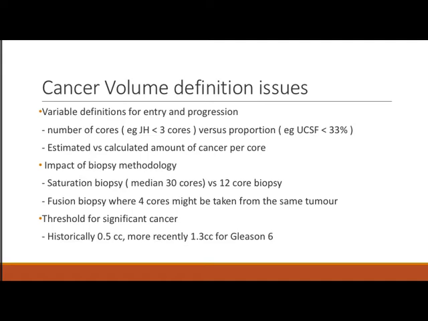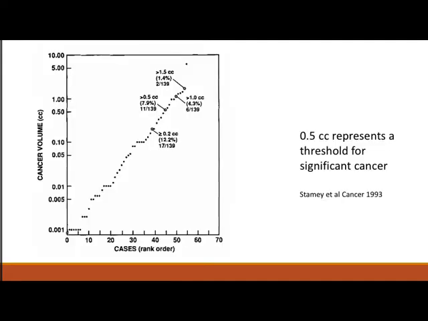So the threshold for significant cancer historically, as you know, was 0.5 cc's, and now there's been a shift to 1.3 with some new data. The 0.5 came from Stamey 23 years ago, 1993. They looked at lifetime risk estimates for men with cancer, and then worked backwards. They said, we've looked at all these cancers on radical prostatectomy specimens. If we look at lifetime risk, X amount of these must have been clinically significant and those weren't. So it's an interesting mathematical way of deriving it, but they came up with the figure of 0.5.